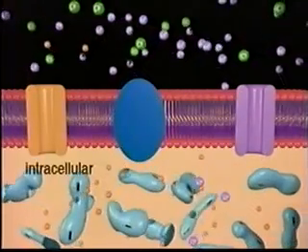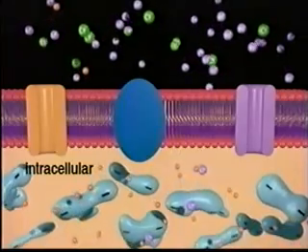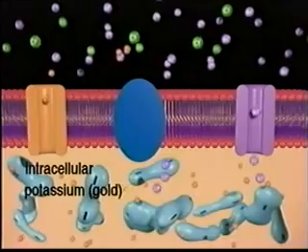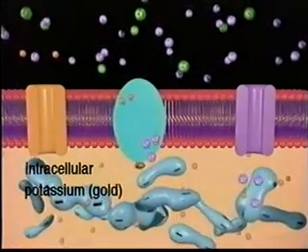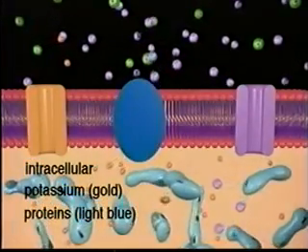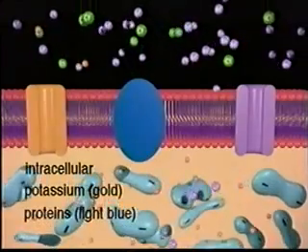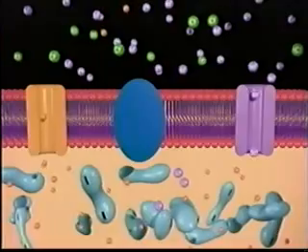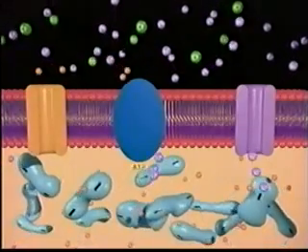In contrast, in intracellular fluid, the most abundant positively charged ion is potassium, and most of the negative charges are carried by proteins. The negatively charged proteins cannot pass through the cell membrane, so we can think of these negative charges as trapped inside the cell. Both sodium and potassium ions, however, can pass through leak channels in response to the passive force of gradients.